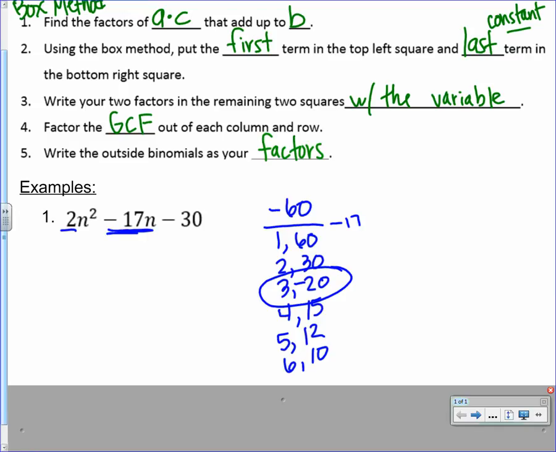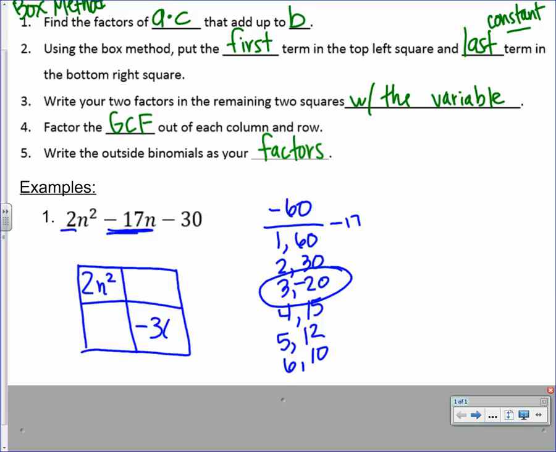Now is where we make our box. It's a 2 by 2 square, like so. And then we're on step 2. We're going to put the first term that we're factoring, the 2n squared, in the top left box. Then we're going to put the last term, or the constant, in the bottom right. So negative 30 is down here.